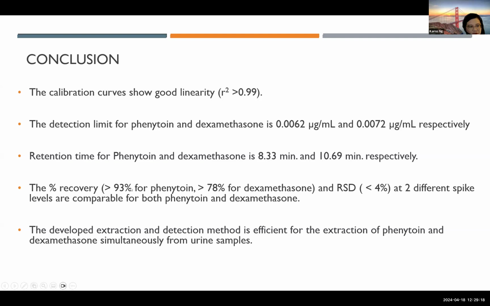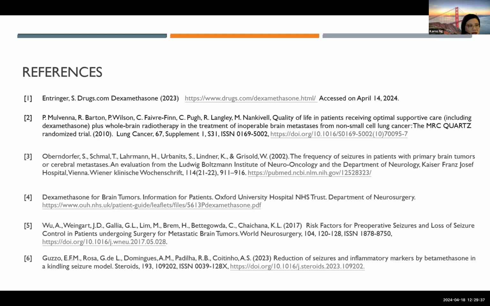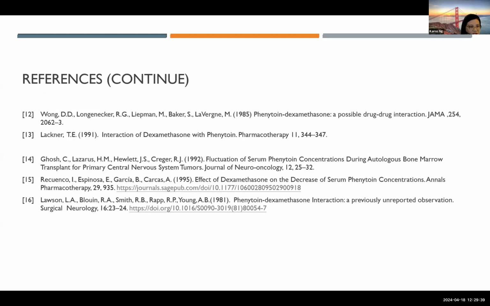For phenytoin it is greater than 93%, for dexamethasone it is greater than 78%, and the RSD is smaller than 4%. So the data shows that the developed extraction and detection method is efficient for extraction of both drugs simultaneously from the urine samples. And lastly, this is the list of the references.